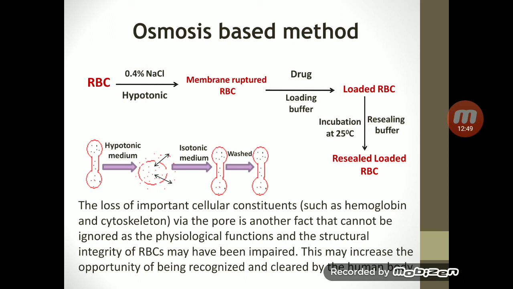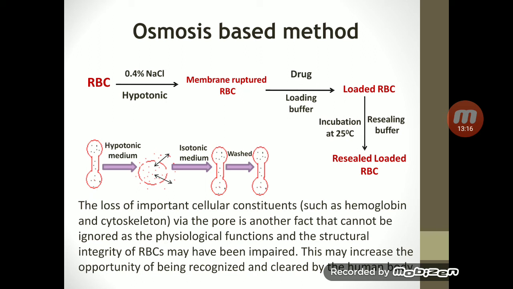Then again, this loaded RBCs we can reseal by keeping in a resealing buffer or in an isotonic medium, which will, due to that isotonic solution, again gain its own shape with the loaded drug molecules, which we have to wash, and later we can use it. After washing, these RBCs can be injected into our body.